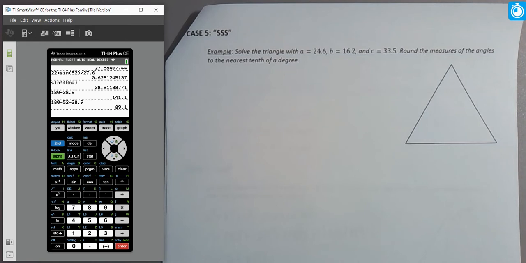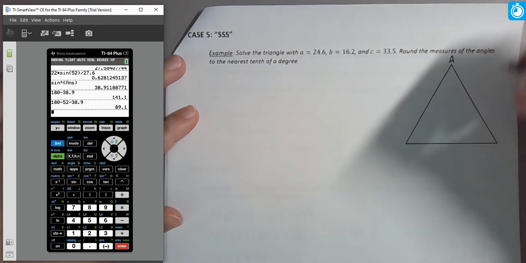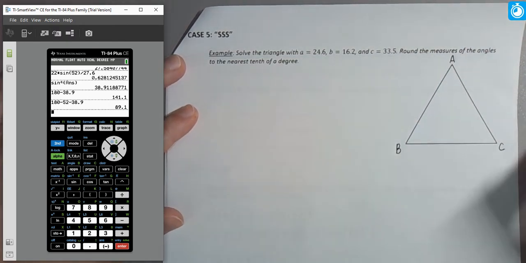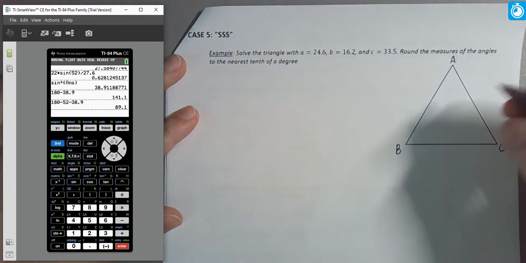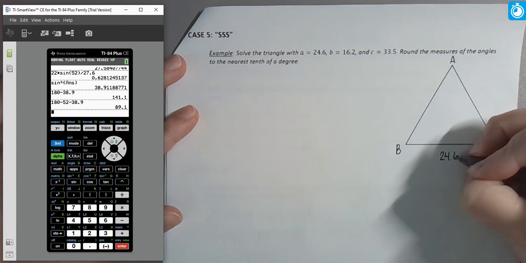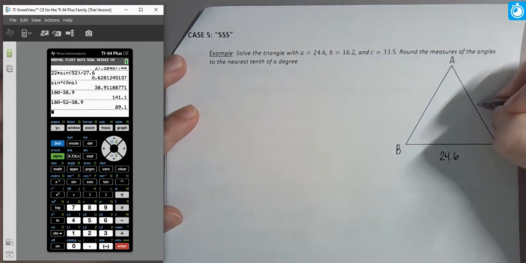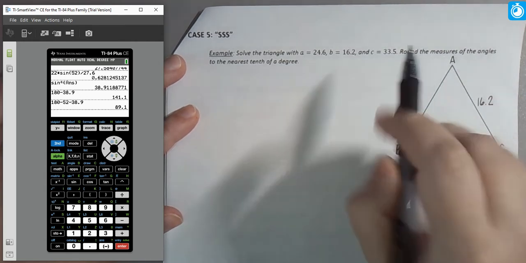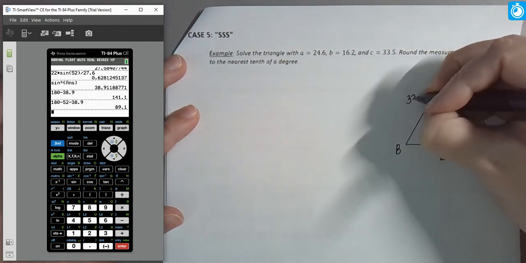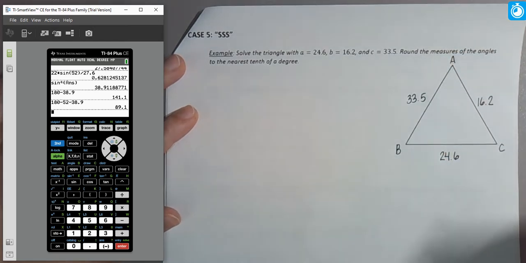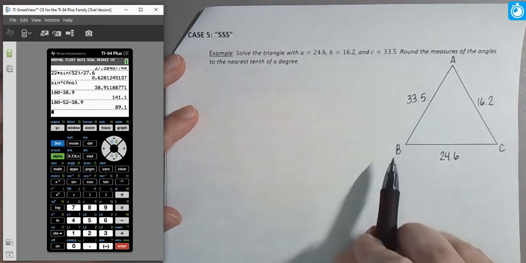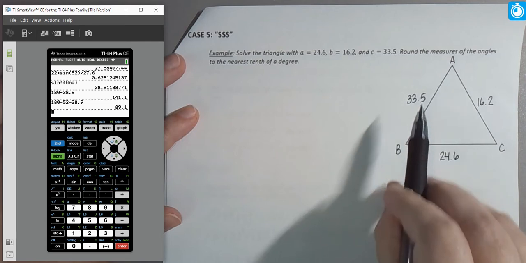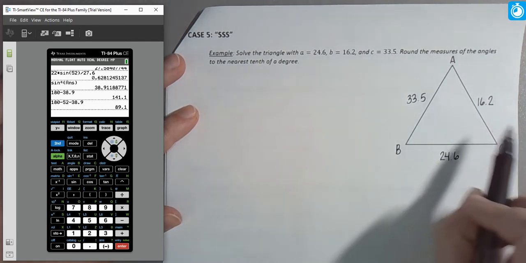So we definitely don't have a side angle pair, which means automatically we have to start with the law of cosines. So let's draw the triangle, label it A, B, C, and we have our opposite side lengths. So side A has a length of 24.6 units. Side B has a length of 16.2 units. And then side C has a length of 33.5 units. So from the very beginning, side B is the smallest side, which means angle B should be the smallest angle. And then side C is the largest side, so angle C should be the largest angle.